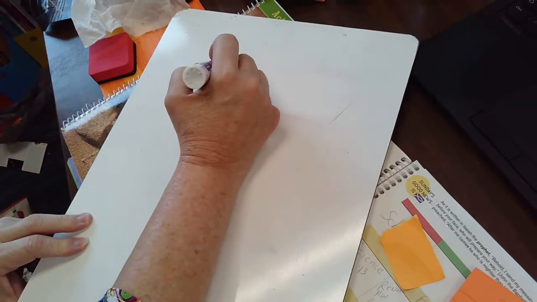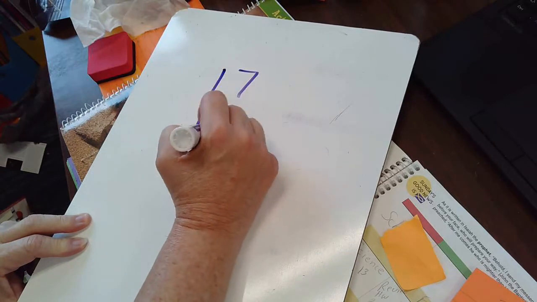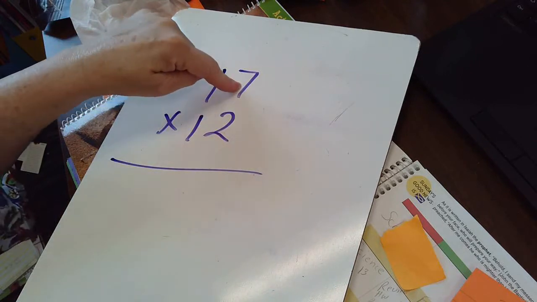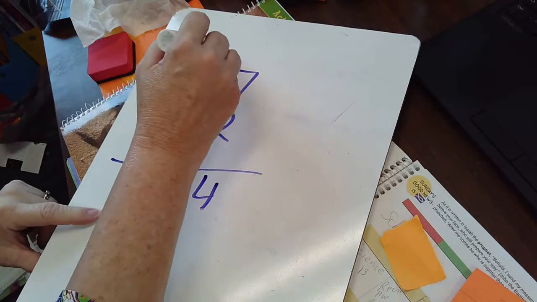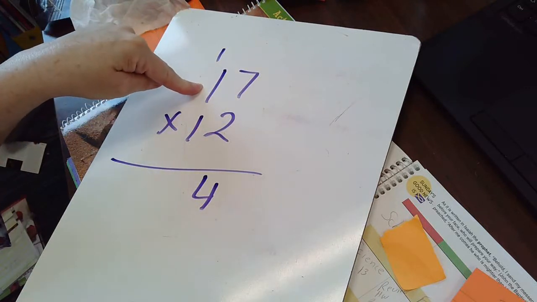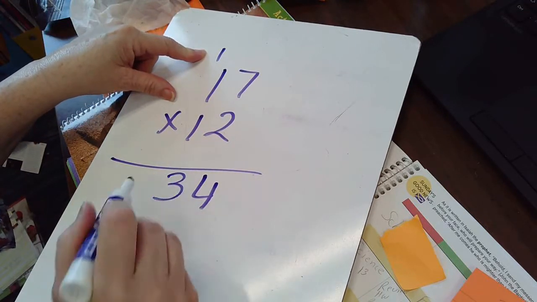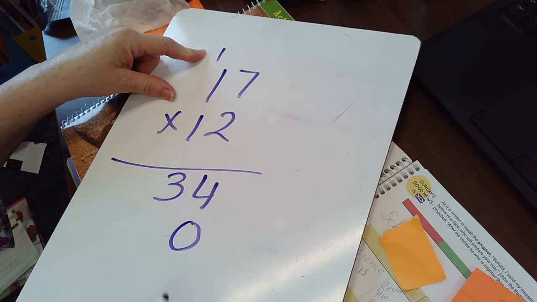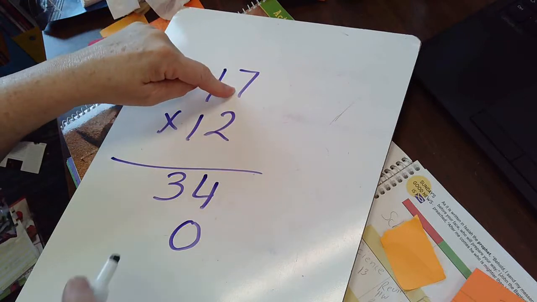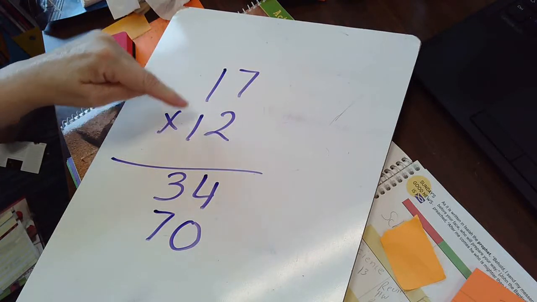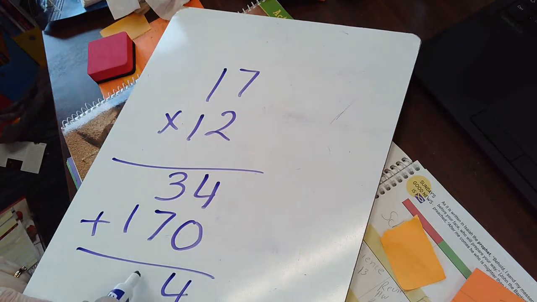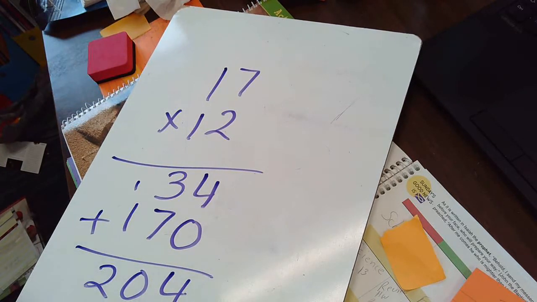Okay, now that you're back, here's number 11. It's 17 times 12. This time I'm not going to cover up, and we'll see how we do. 2 times 7, 14. Carry the 1. 2 times 1 is 2, plus 1 is 3. Put your 0 down. Get rid of that guy just in case. 1 times 7 is 7. 1 times 1 is 1. And then we're adding 4, 10, 2.